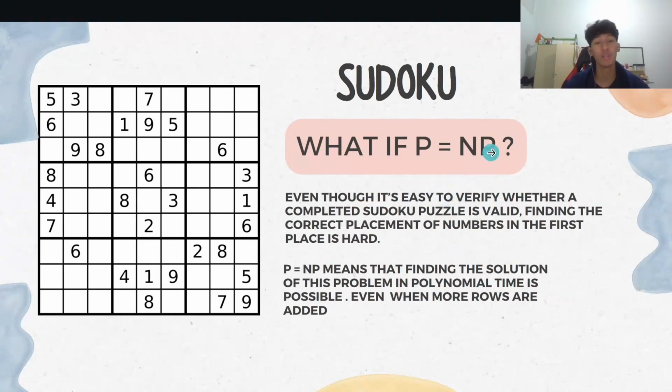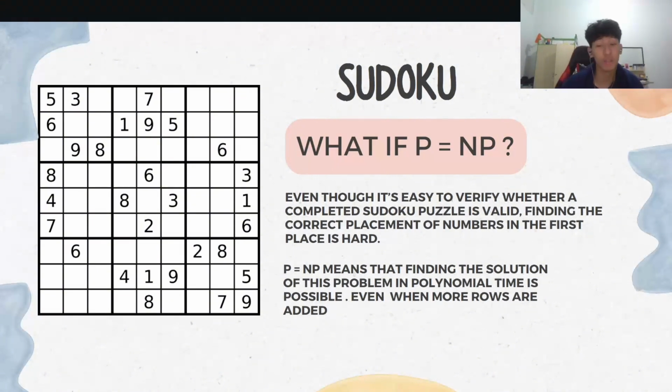What if P equals NP? Even though it's easy to verify whether a completed Sudoku puzzle is valid, finding the correct placement of numbers in the first place is hard. P equals NP means that finding the solution of this problem in polynomial time is possible, even when more rows are added or the grid becomes exponentially bigger. So, P equals NP means that finding the solution of this problem in polynomial time is possible.